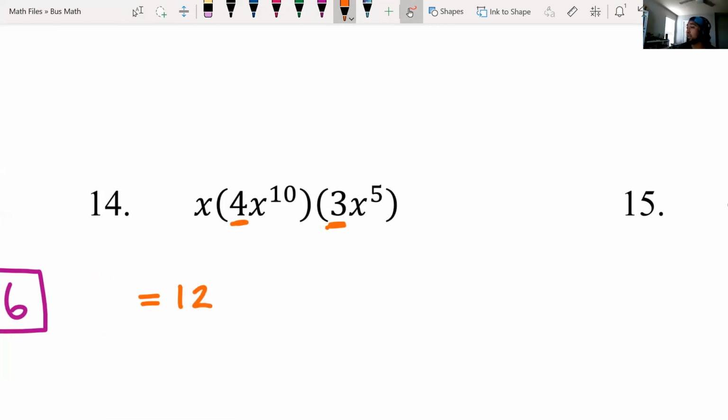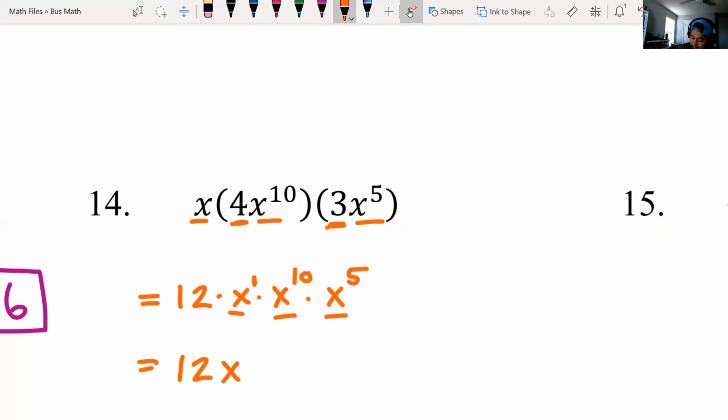The next thing we're going to have is the x's together. So I'm just going to write them out separately. 12 times x to the 10th times x to the 5th. That's everything we have there. And now notice that all of these have the same base. This x is to the power of 1, so we product rule this. So x times x times x, we will add the exponents. So you'll get 12 times x to the 1 plus 10 plus 5, and we'll get 12x to the 16th.